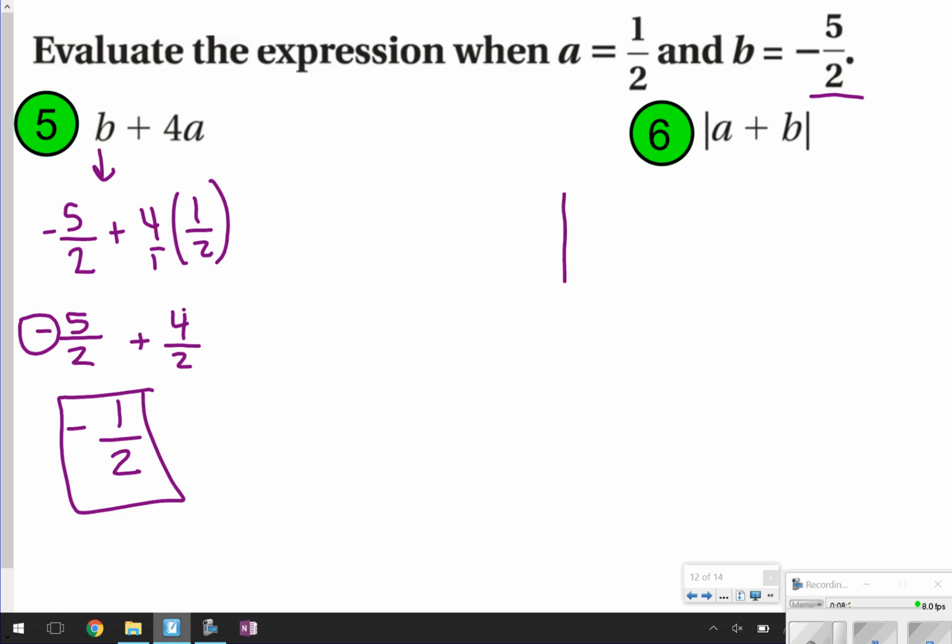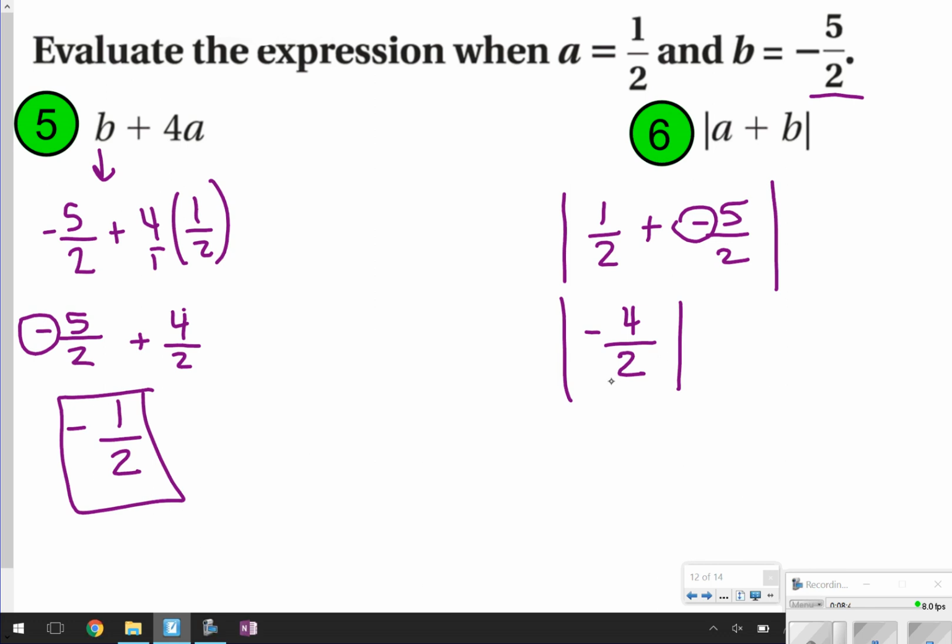Same thing over here for number 6. It says find the absolute value of A plus B. So A is 1 half, B is negative 5 halves. 1 half plus negative 5 halves. That's different signs, so I'm going to subtract them. 5 take away 1 is 4, keeping my denominator the same. And I do have to give this answer a negative for now because my larger value is negative. But remember what absolute value does is it basically says how far this is from 0 on the number line, and negative 4 halves is still 4 halves from 0 on the number line. And then you can also simplify this one, 4 divided by 2, or 2 goes in the 4 2 times. So 2 would be your answer for number 6.